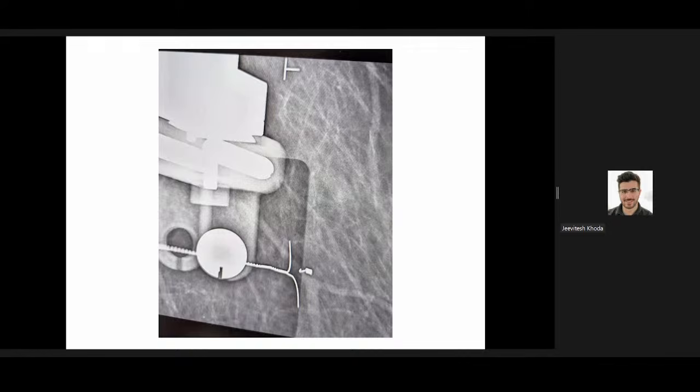This is just one mammography image I'm showing. Once it's deployed, this is how the hook looks near the marker. Here you can see there is no lesion left. It is almost a complete response. So this is the only place where you can deploy the wire.